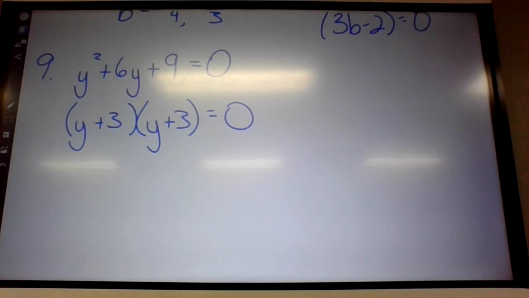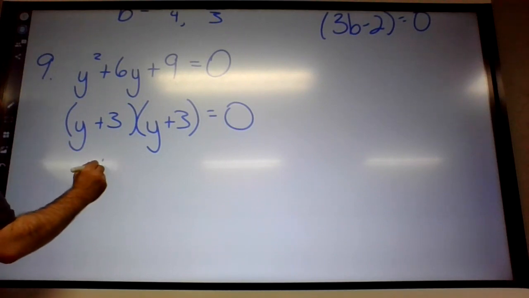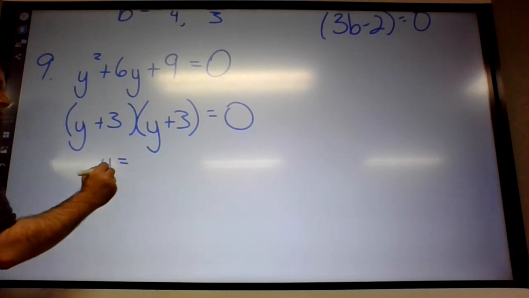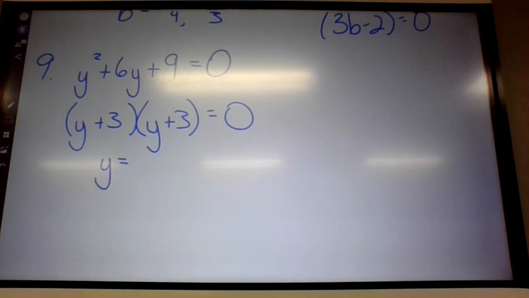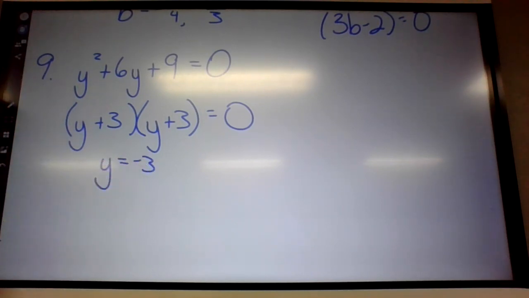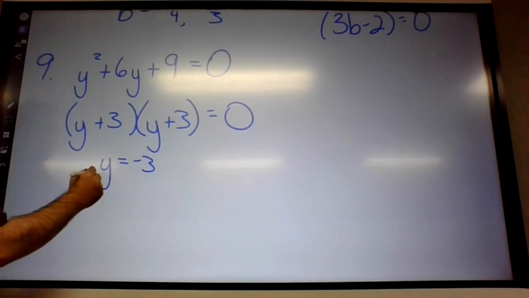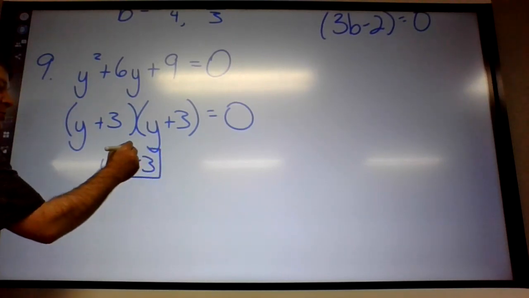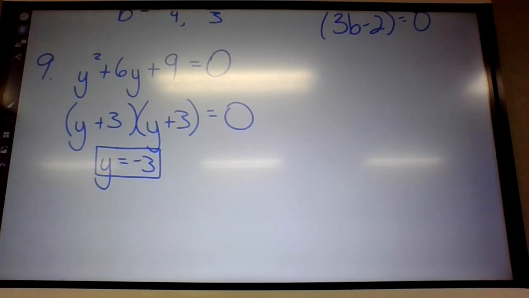So what y values would make these factors equal 0? Negative 3. Okay, this one only has one answer. Negative 3, I mean, it can't be an answer twice. It's just one answer. So I said usually there's two answers. There are exceptions. This would be one of the exceptions.